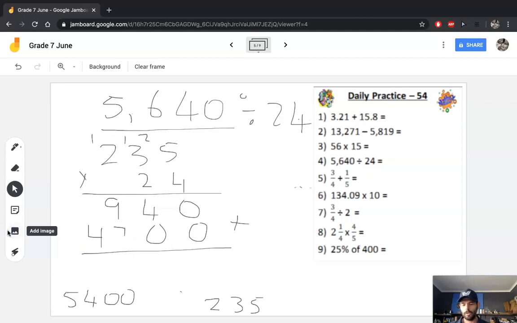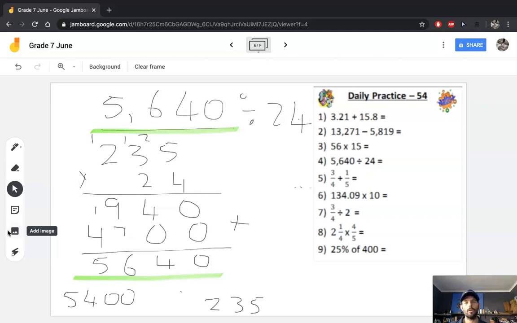Okay, from there, I just need to add. 0 and 0 is 0, 4 and 0 is 4, 9 and 7 is 16, so that's 6 and I need to add the 1, and that gives me 5,640, and we can clearly see that my 5,640 is repeated, so my original calculation must be correct.